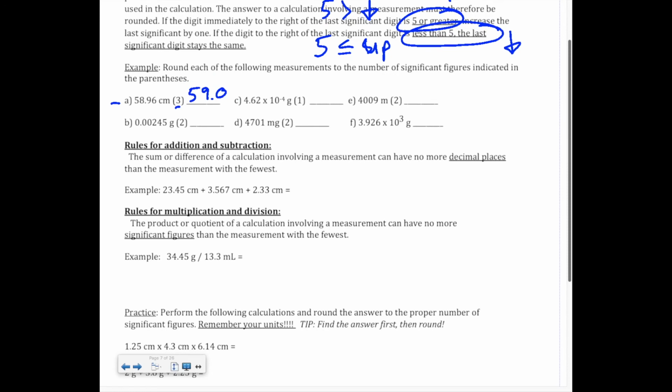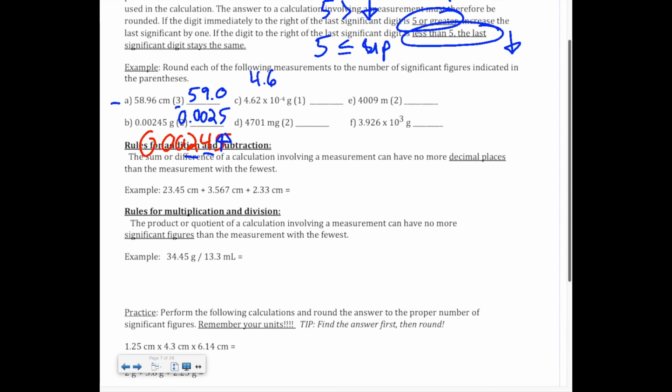So for this one, we want to round this one to 2 sig figs. So we have our first 2 right here, 0.00245. We want to round to the first 2 sig figs. And so this one, it rounds up. So that's going to be 0.0025.